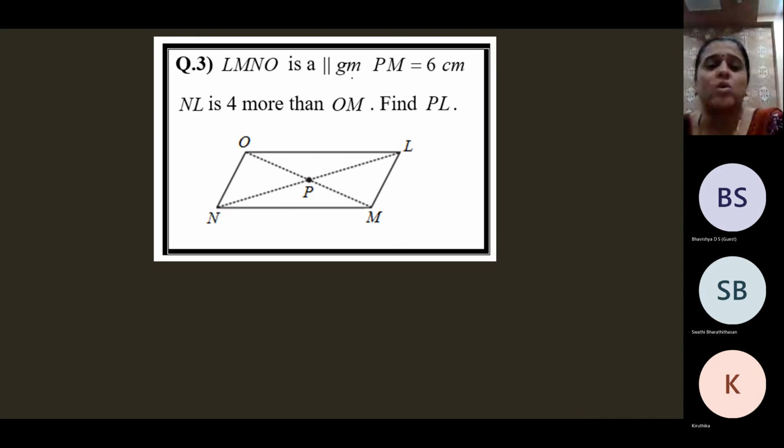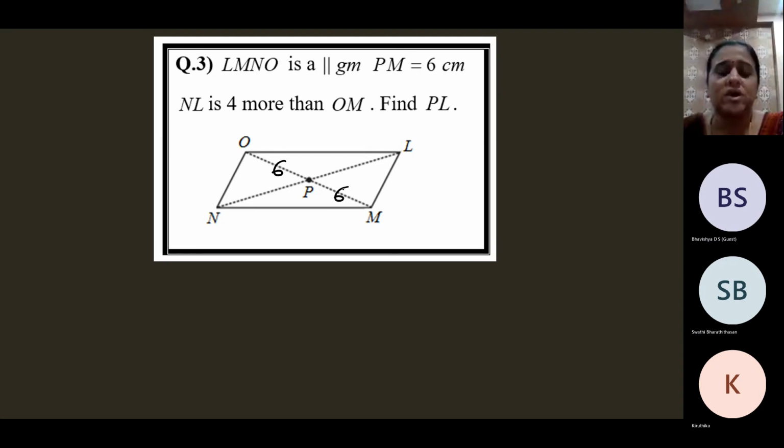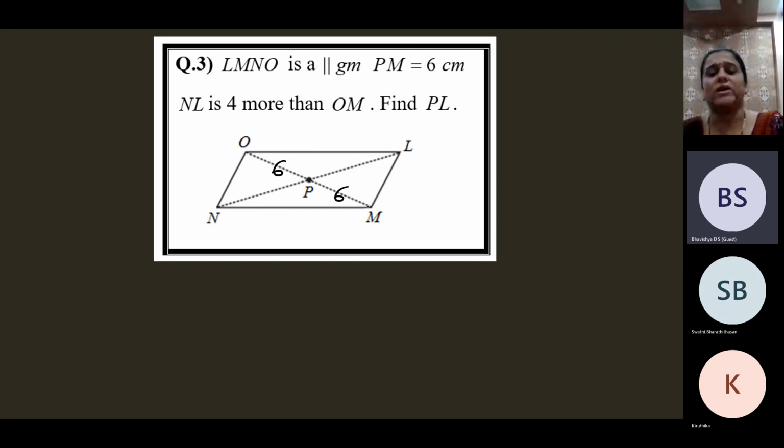Now, LMNO is a parallelogram. PM is equal to 6 centimeters. So this one is 6 centimeters. That means immediately what you understand, OP is also 6 centimeters. Then how much is OM? 12 centimeters, ma'am. 12 centimeters. Because PM is 6, immediately OP is also 6. Because one half of the diagonal is 6, the other half also will be 6. So OM is equal to 12.